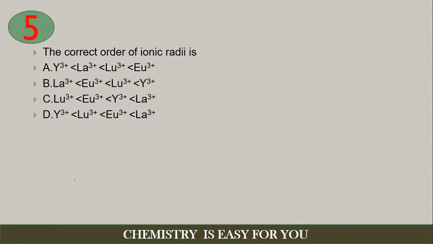Now towards the fifth question. The correct order of ionic radii is. So this is a very, very important and repeated question. So the order is option D, with Y3+ being the smallest and the largest being La3+. So you know Y3+ is above the lanthanides. So this is obviously the smallest. And the range is Lu3+ smaller than Eu3+ smaller than La3+.